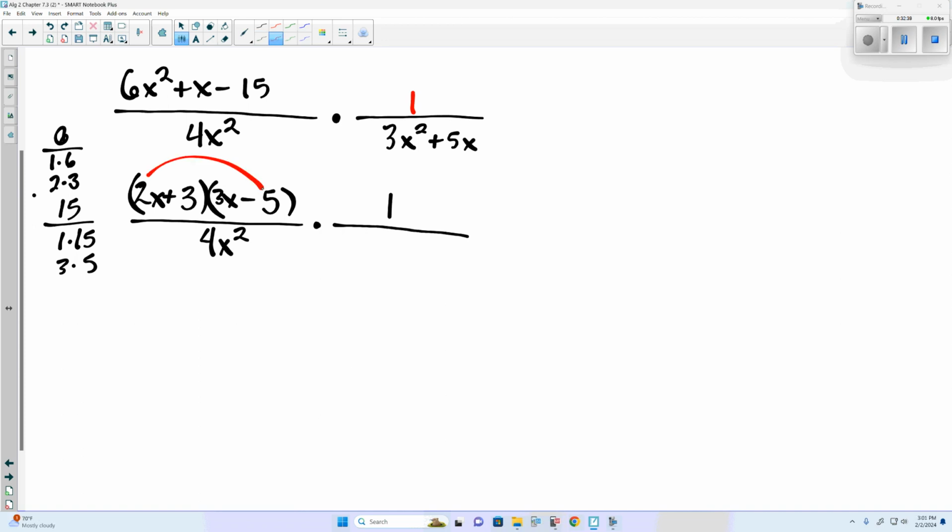Now when we check this here, 2x times negative 5 is negative 10x. 3 times 3x is plus 9x, giving us negative x. Is that the middle term we wanted? We need to flip the signs.